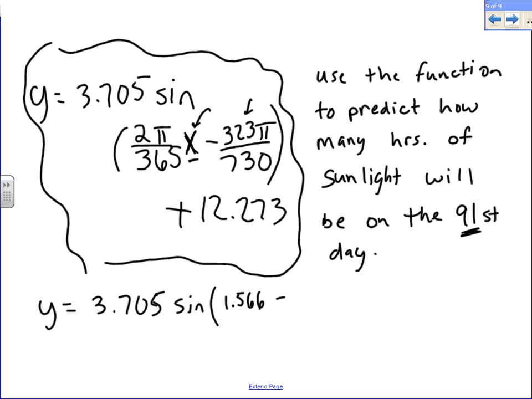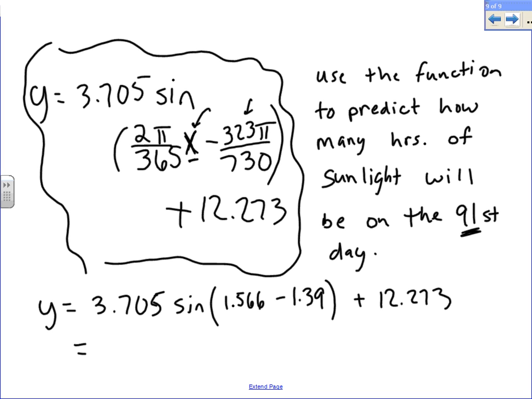So it'll be 323 pi divided by 730. And so I'm getting about 1.39. And there again, I'm going to store that one in B on my calculator here. And then finally, plus 12.273. Now let's finally throw all this in.